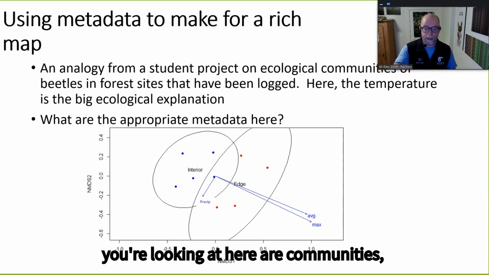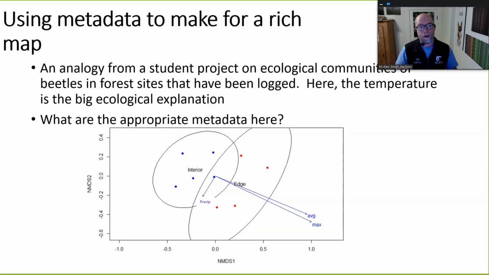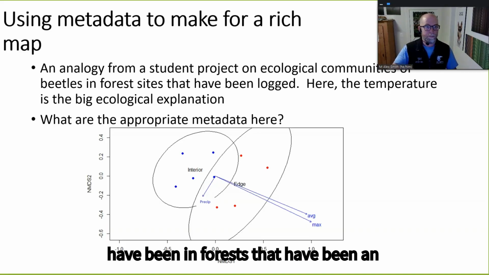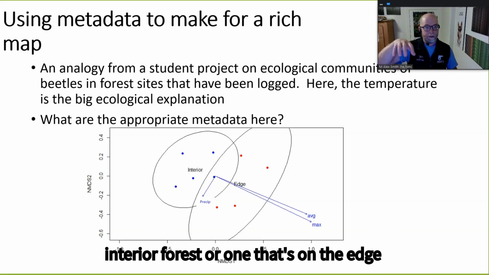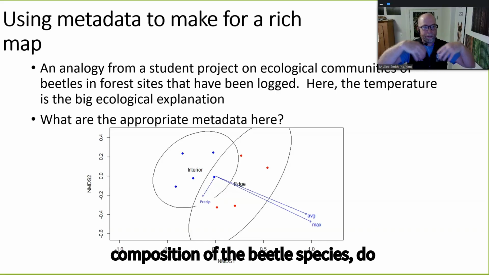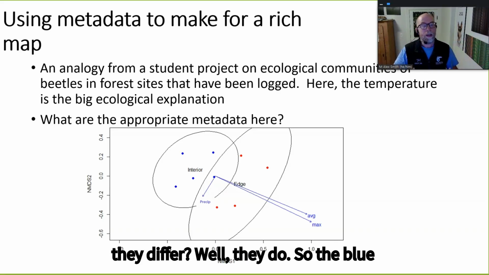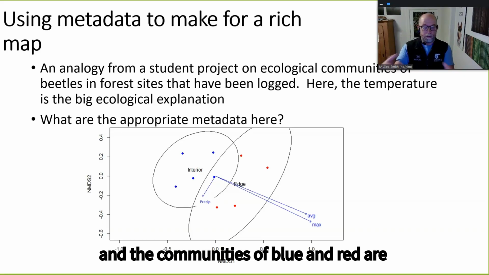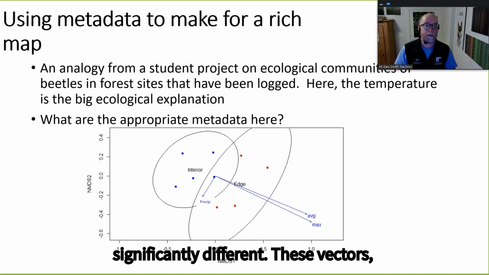What you're looking at here are samplings of different communities in forests, either in the interior of a forest or on the edge of a geothermal development. And then the composition of the beetle species, do they differ? Well, they do. The communities of blue and red are significantly different.